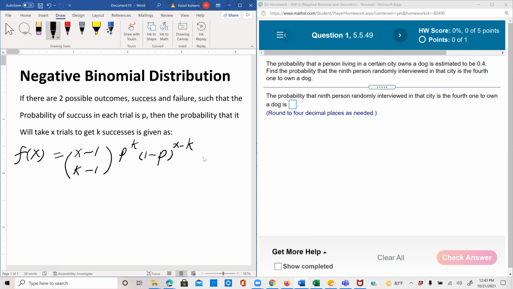Okay, so x is said to have negative binomial distribution.